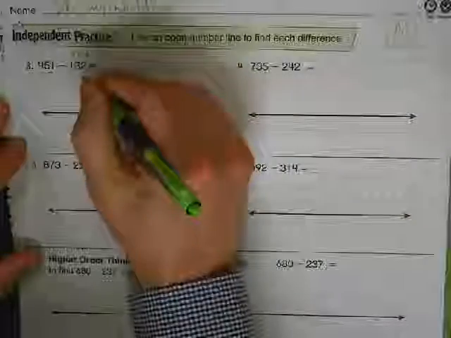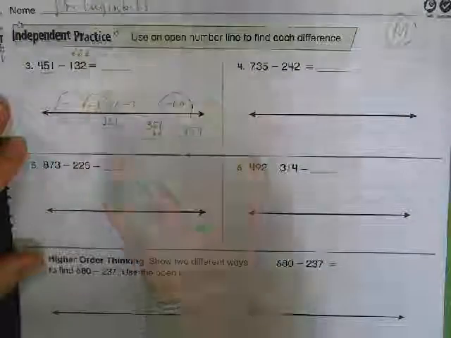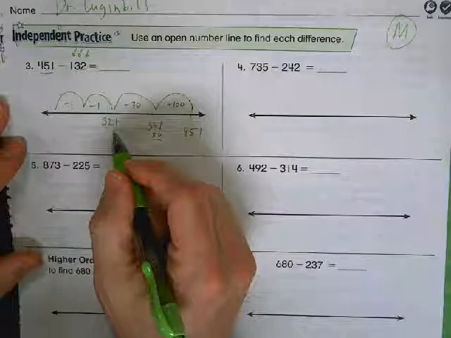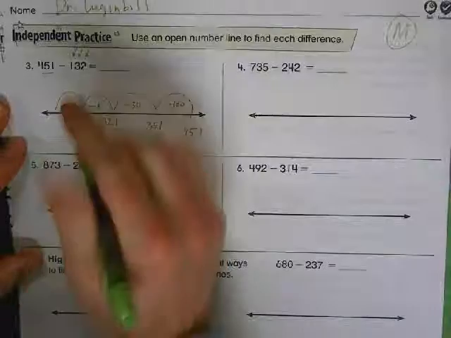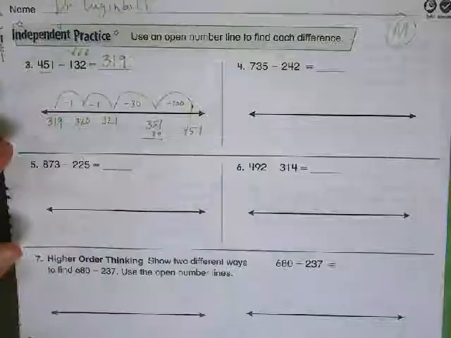And then last but not least is 2. You could hop 1, 2, minus 1, minus 1. Well, 21, you're essentially subtracting 21 minus 1 is 20, 320. And 20 minus 1 is 19, 319. So your difference is 319.